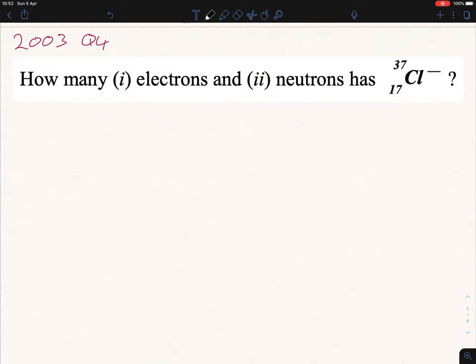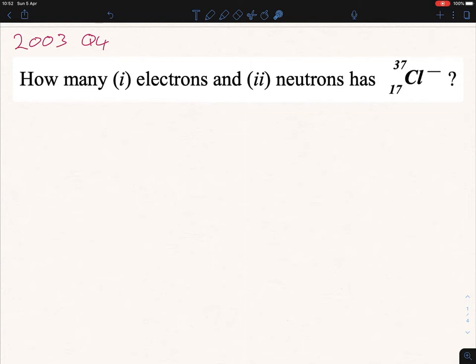Hi everybody, so today we're going to look at subatomic particle calculations, and we're specifically going to focus on 2003 question 4. These generally come up as a question 4, so they're worth about 7 marks, give or take. They're usually the same, where you're asked to find out either the number of protons, neutrons or electrons, two of the above, shall we say.